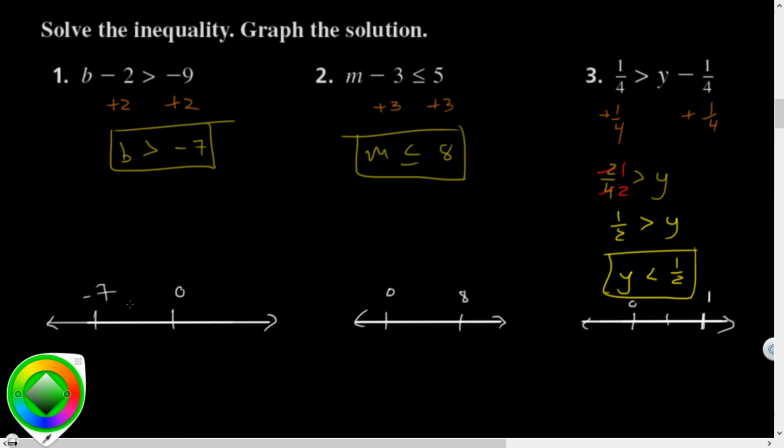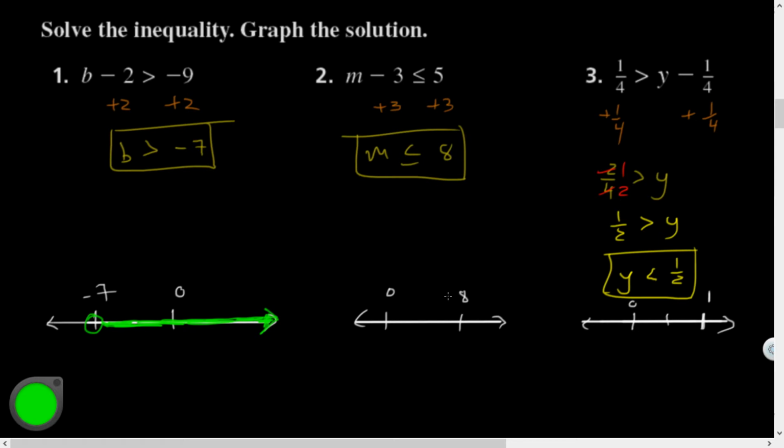Let's giraffe it. B is greater than negative 7. Open circle. Greater than, shaded towards the positives. Guys, you are going to be so good at this. I'm pumped. We're going to knock this out of the park. We should do like a mini quiz tomorrow because these are going to be so great.